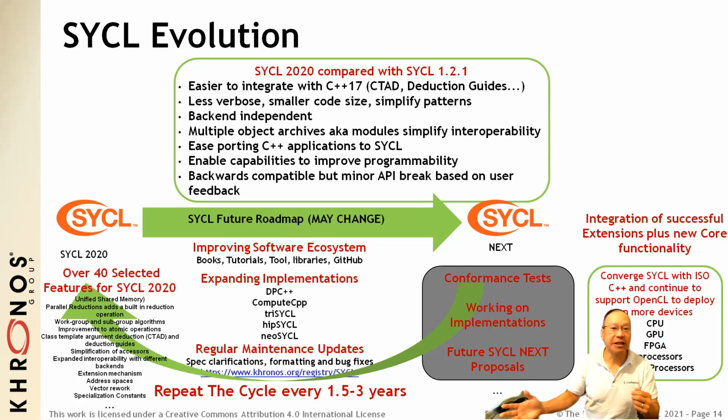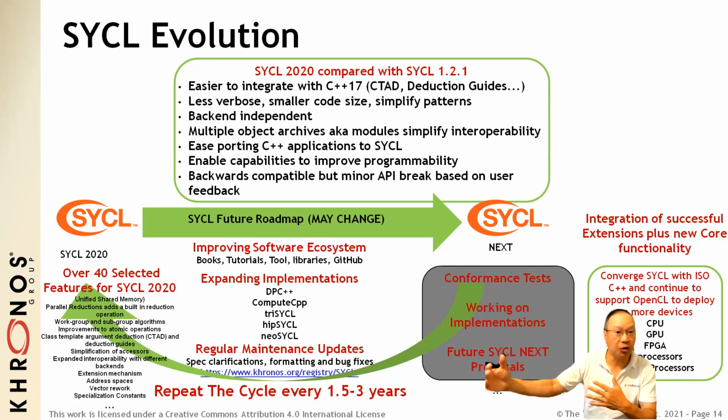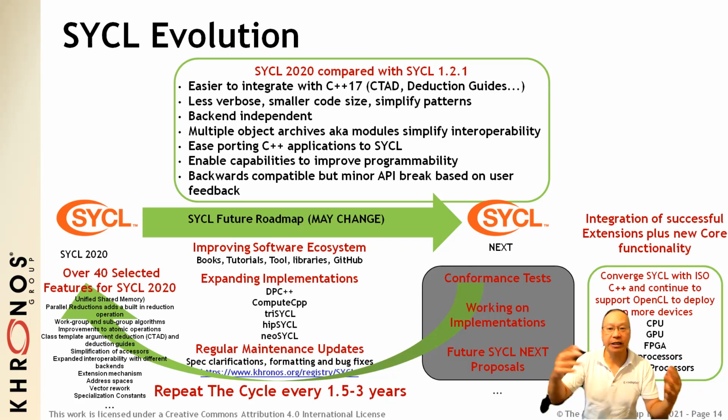On the bottom right, you'll see what we have to do next in the form of conformance tests and working on conformance implementations, as well as new SYCL Next feature proposals. And on the far right, you'll see that our main goal is converging SYCL and ISO while continuing to strongly support OpenCL, driving to support more kinds of chips. The main diagram illustrates our philosophy of moving from SYCL 2020 to SYCL Next and iterating the cycle with releases every 1.5 to 3 years.